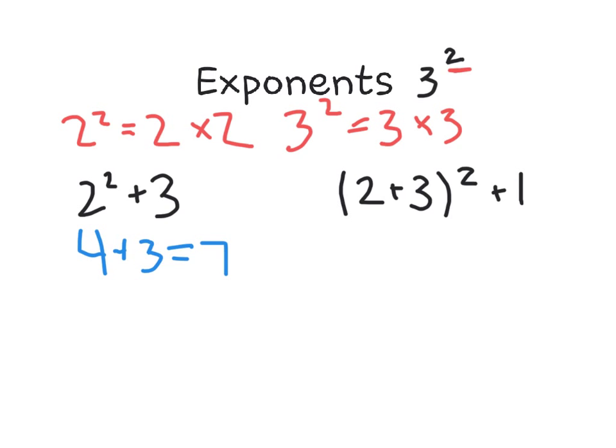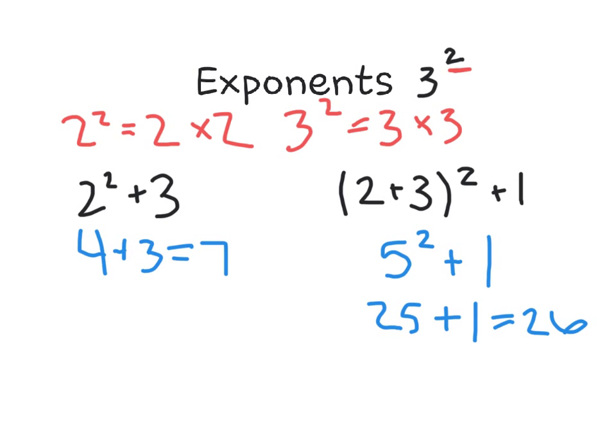Let's look at the next equation. It's going to be 2 plus 3 in parentheses to the second plus 1. So our first step is going to solve those parentheses. So 2 plus 3 is equal to 5 to the second plus 1. Well, 5 to the second is the same thing as 5 times 5, so 25, then plus 1 is going to give you 26. Now let's go on to our next step.